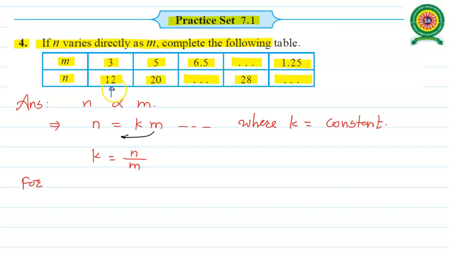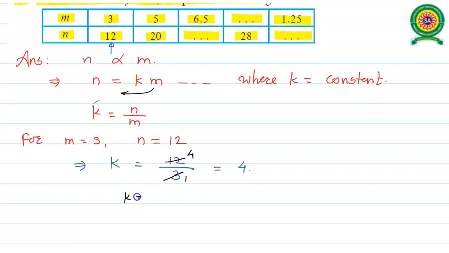I am choosing the first column because both m and n values are known. Then we can easily evaluate the proportionality constant, that means the k value. So for m equals 3, the n value is 12. Let us evaluate k. k equals n divided by m. The n value is 12, the m value is 3. Everyone knows 3 ones are 3 and 3 fours are 12, so the k value is 4.